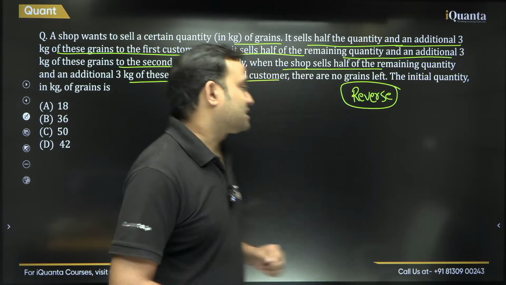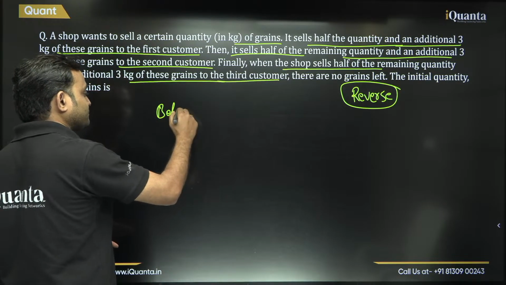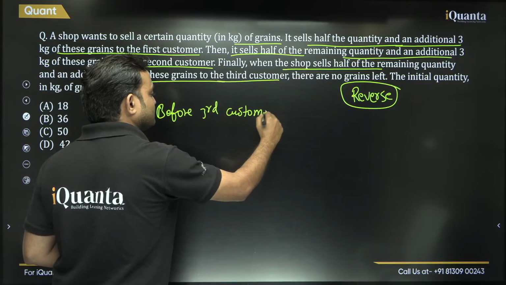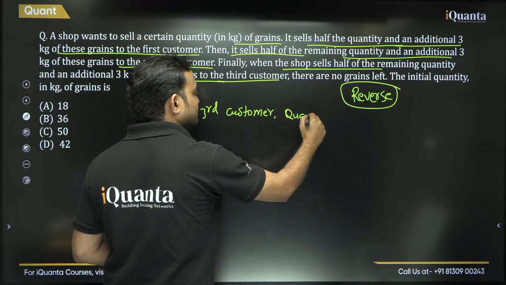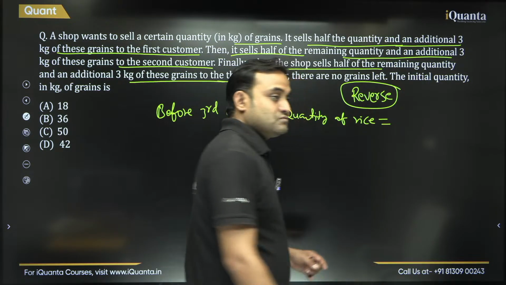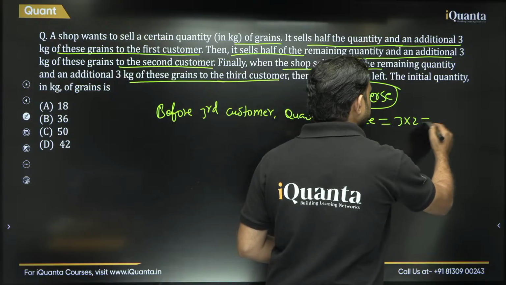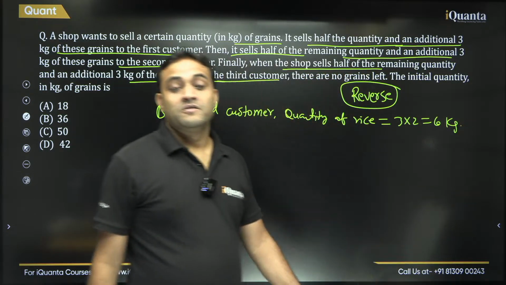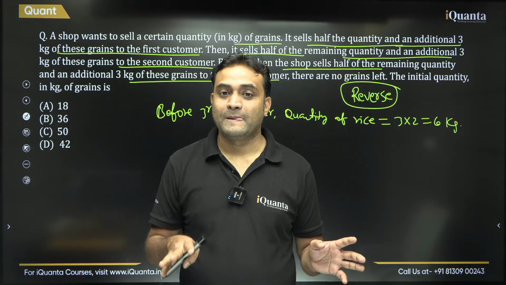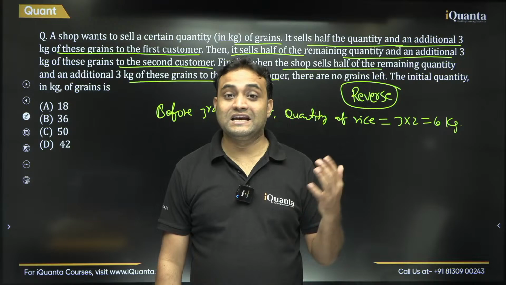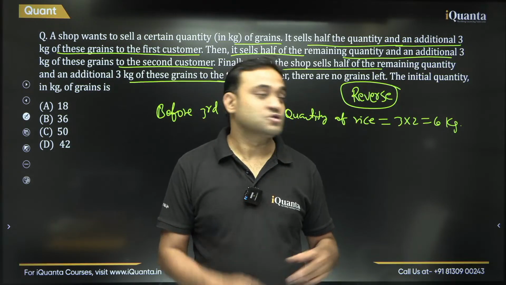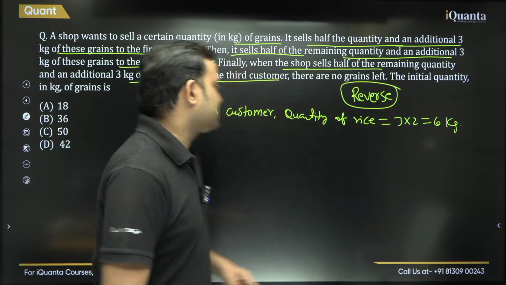कैन आई से दैट बिफोर थर्ड कस्टमर, quantity of rice was equal to 3 into 2, which is equal to 6 kg, right? Because half and then 3 kg more, then he left with nothing. Before giving the 3, he left with half, but after giving 3, he left with nothing. So that 3 is the half. So total is 6 kg before giving to the third customer.